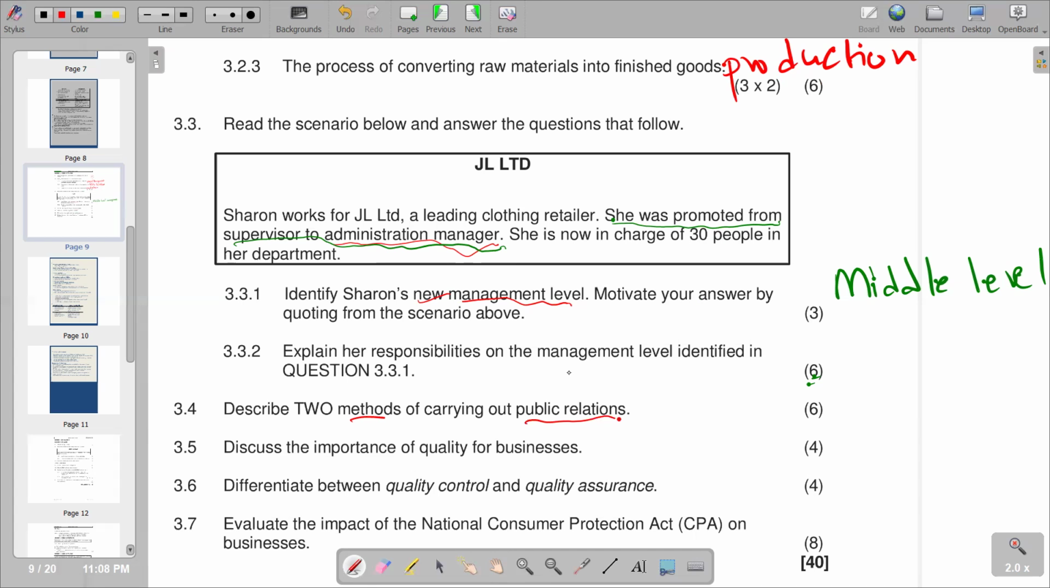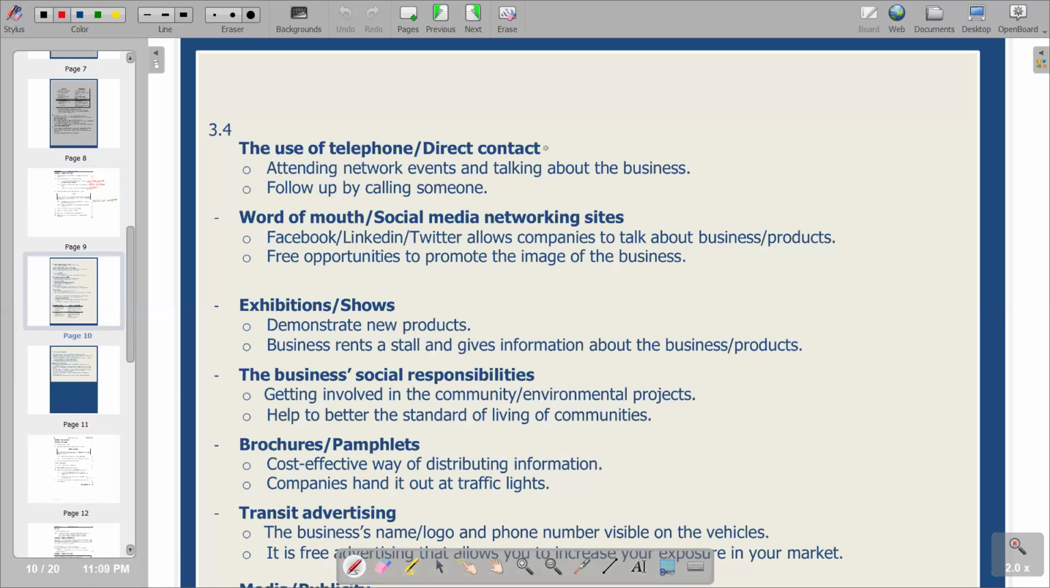Basically, the aim of public relations is to inform the public, prospective customers or investors or partners, employees and other stakeholders, and persuade them to maintain a positive or favorable view about the organization. So that's the explanation that we have in terms of public relations. So within that context, that's when we are supposed to come up with methods of carrying out public relations, whereby method 1 is about the business following up by calling someone.